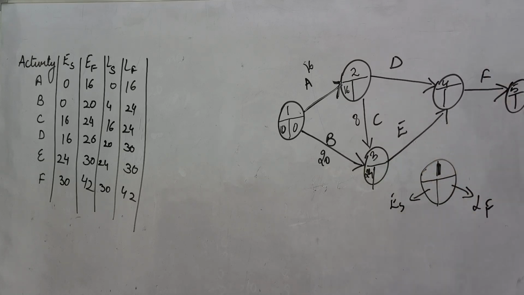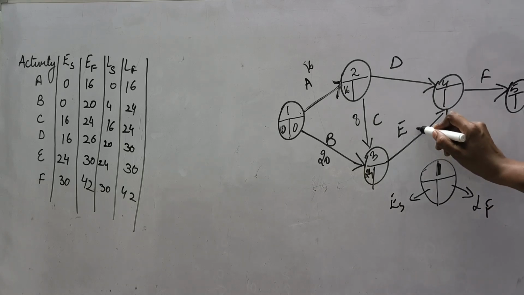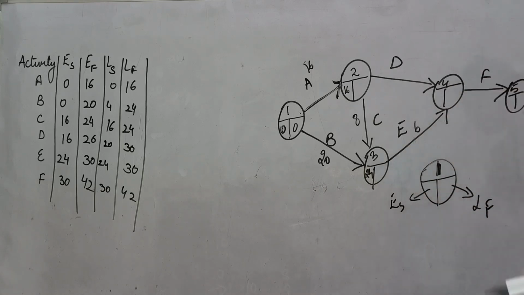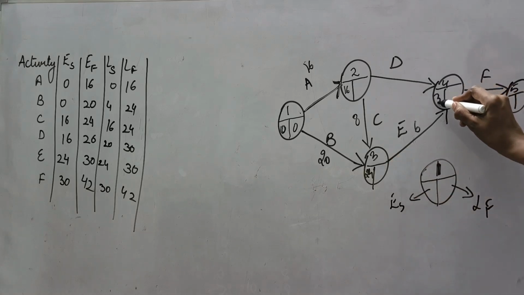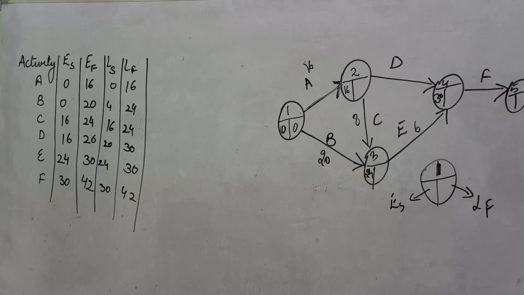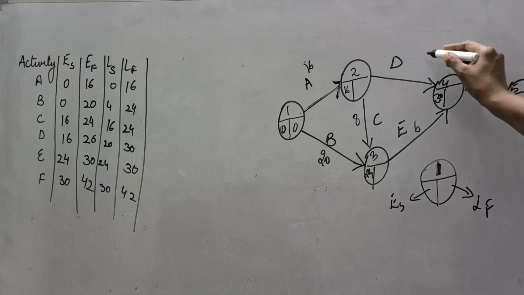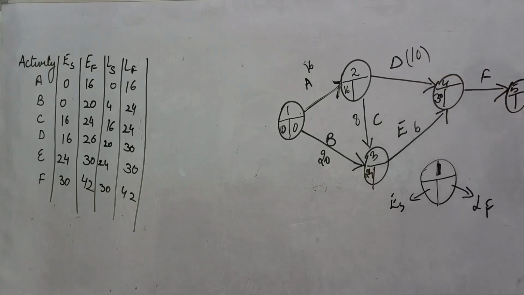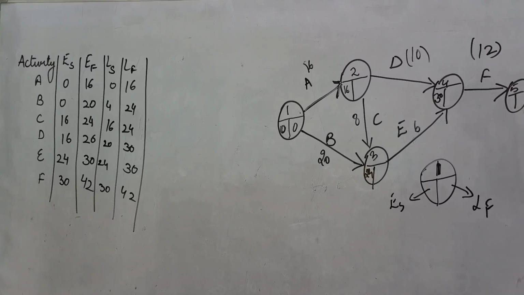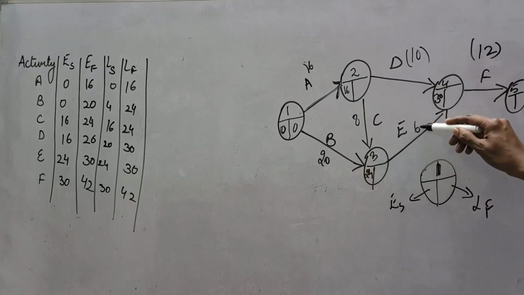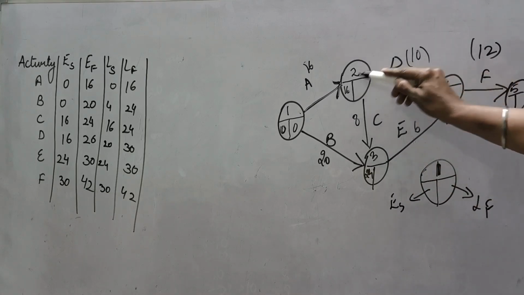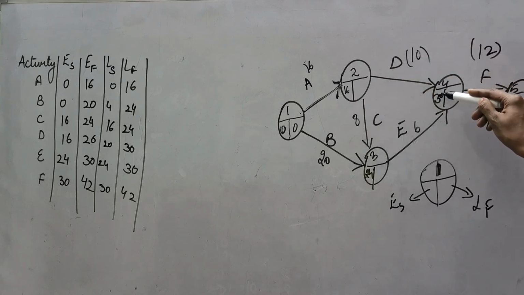Now going on this side, for E activity, time taken was given 6 hours. So if we go here, 24 plus 6, so earliest start was 30. And from here, the time taken for D activity was given 10, and for F activity, time taken was given as 12. If we try to calculate from here, 16 plus 10, it would have been 26. So we have to take the maximum. So it is 30 only. So 30 plus 12, here it will be 42.